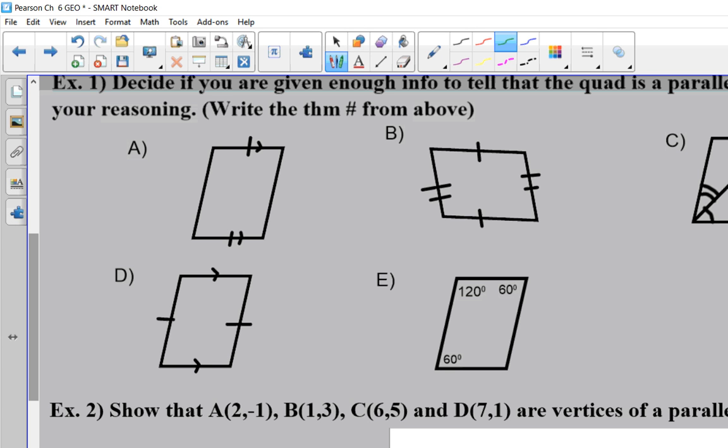Okay. If you could draw questions A through E and mark it all up for me. And then we need to decide if there's enough information to tell if the quadrilateral is a parallelogram, and then we need to be able to explain our reason. I don't want you to write the theorem number. I just want you to be able to briefly write it out in words what the theorem says, okay?